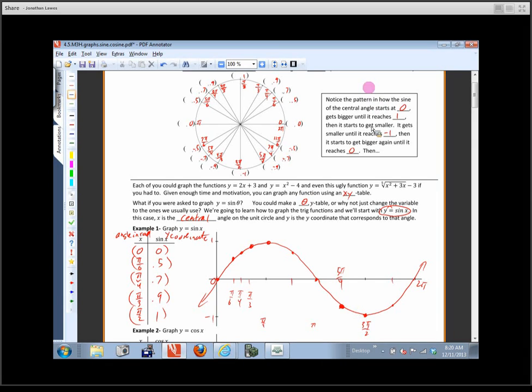We're just kind of keeping track of this pattern in a graphic way. We start off with 0, get bigger till we get to 1, get smaller, go negative, get all the way to negative 1, and then get back to 0 again. And then if I kept going around the circle over and over again, it would just repeat that pattern. Okay, any questions there?